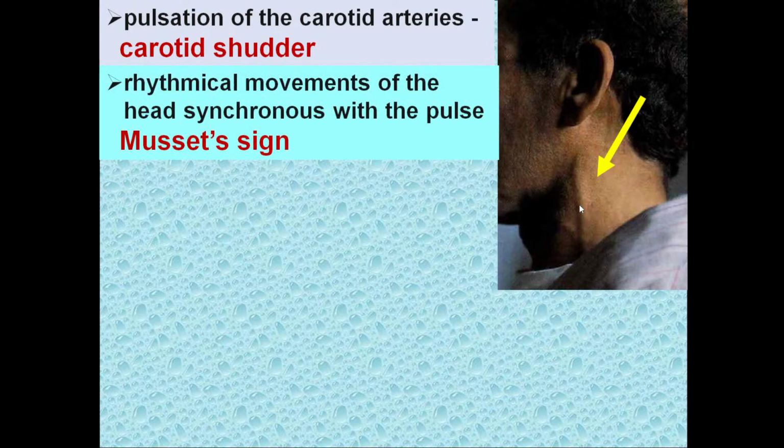Together with pulsation of the carotid artery, we see rhythmical movements of the head, which are obligatorily synchronous with the pulse. Musset sign. I pay your attention, movements of the head are obligatorily synchronous with the arterial pulse, because asynchronous movements of the head are characteristic for neurological pathology, Parkinsonism.